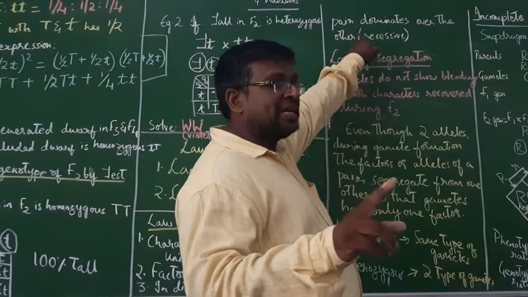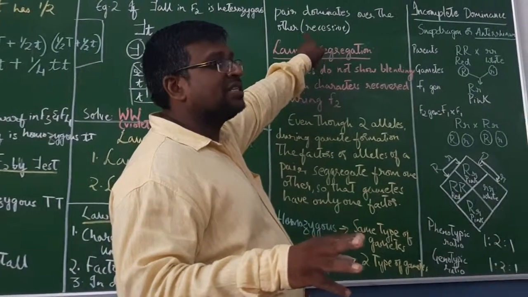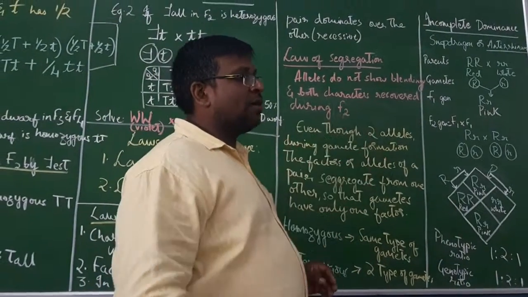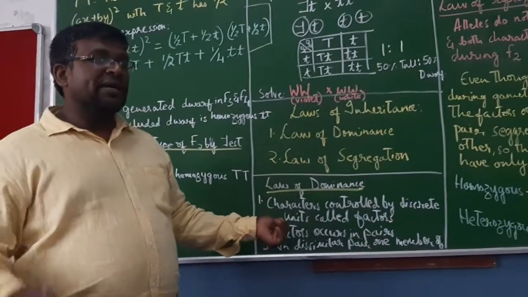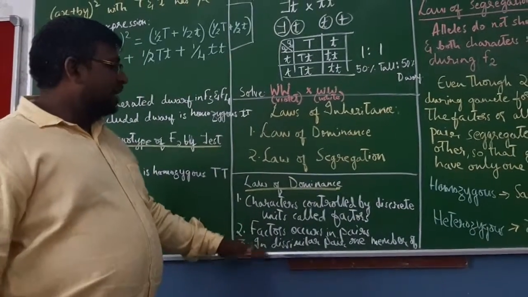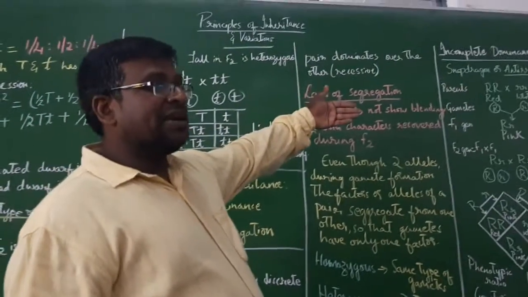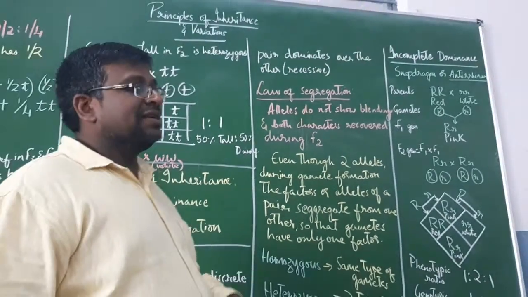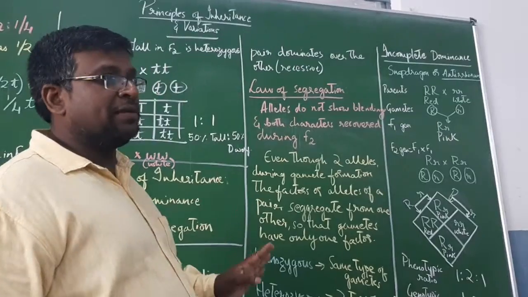Of these two factors in a pair, the one which dominates is the dominant factor and the other which is not exhibited is termed the recessive factor. That is about the law of dominance. One, all the characters are controlled by discrete units called factors. Factors occur in pairs. Then in a dissimilar pair, one member of the pair is exhibited or expressed, which we call dominant, and the other is suppressed, which we call recessive. These are the laws of dominance. For 2 marks, 3 points are enough.